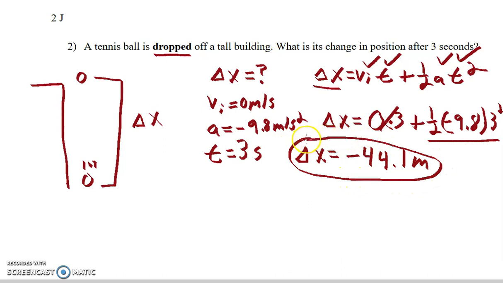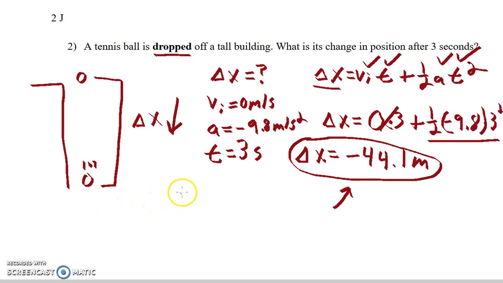So let's think for a sec about the answer. Does it make sense that it's negative? Yes, it does, because you're ending up lower than when you started, right? It's going down. So that would make sense that its change in position is negative. So that's reasonable. And meters is the standard unit for displacement.